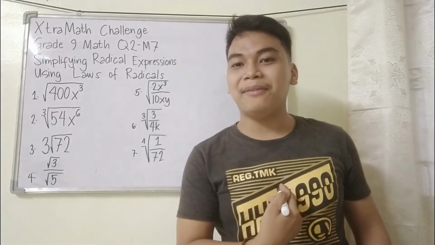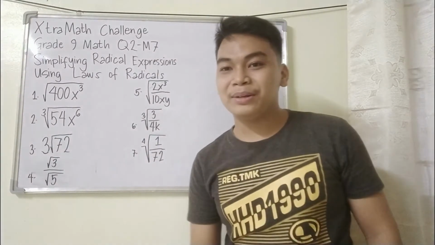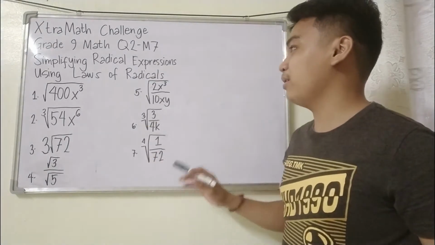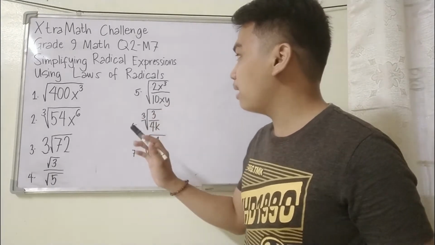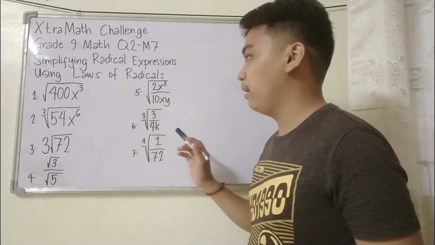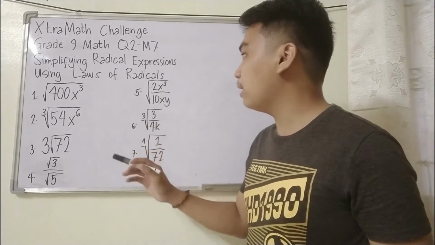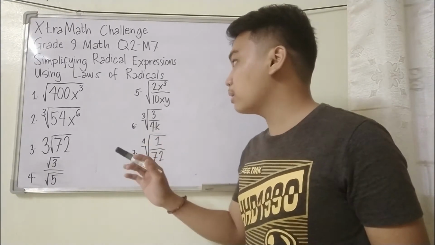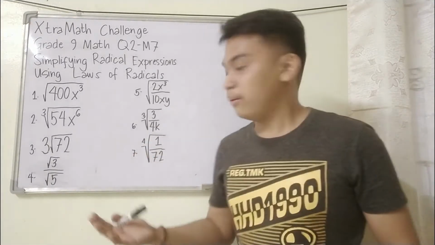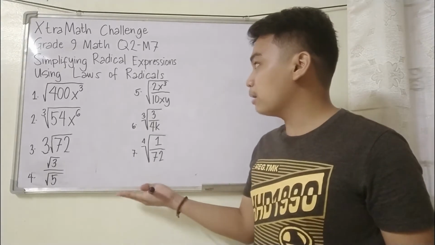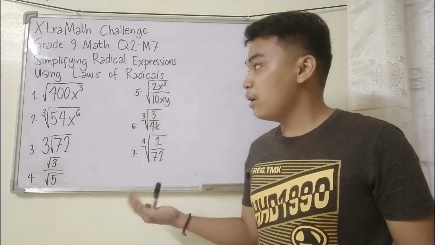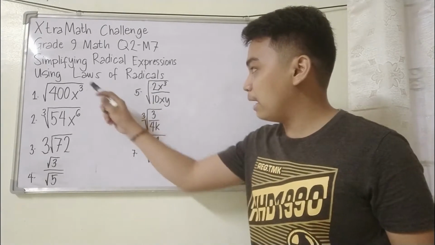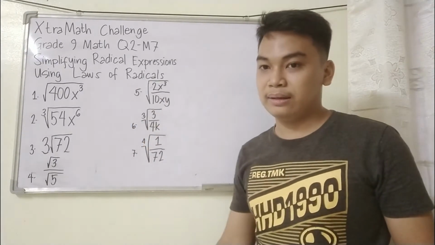I am Hobbiter Ralph, and for today, we are going to deal with this extra math challenge topic. Our topic for today is from grade 9 math quarter 2 module 7, and that is simplifying radical expressions using laws of radicals. So, these are the examples of radical expressions. And to simplify this, we are going to use again the laws of radicals.